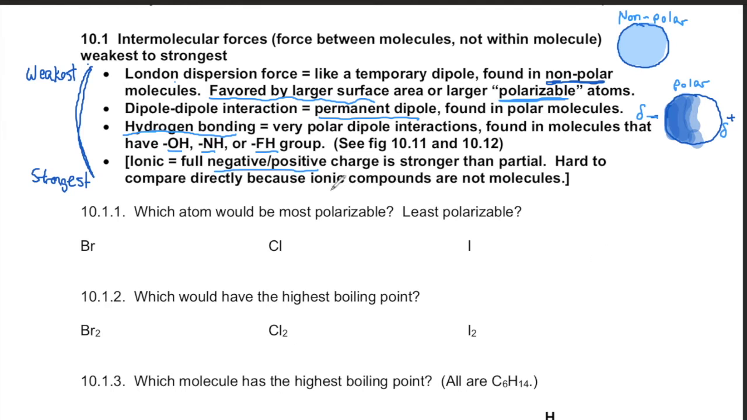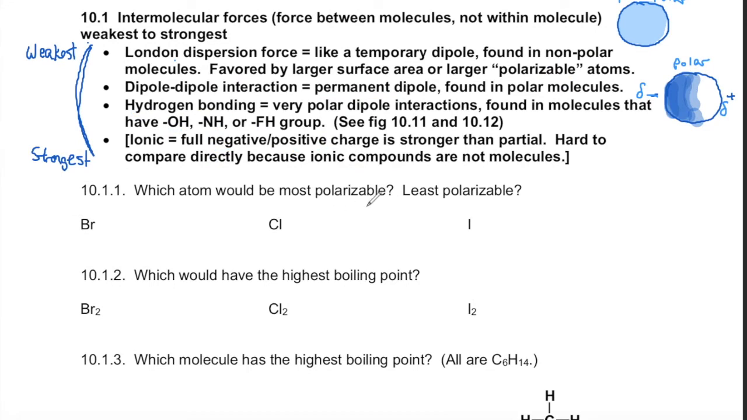Ionic compounds are more difficult to compare. If you do have ions, they are going to be more strongly attracted to each other than this polarity and the hydrogen bonding, and they are not molecules. So it's a little bit hard to compare it directly, but if you do have a full positive or negative charge in a molecule, then that is going to be a stronger bond than a polar situation.